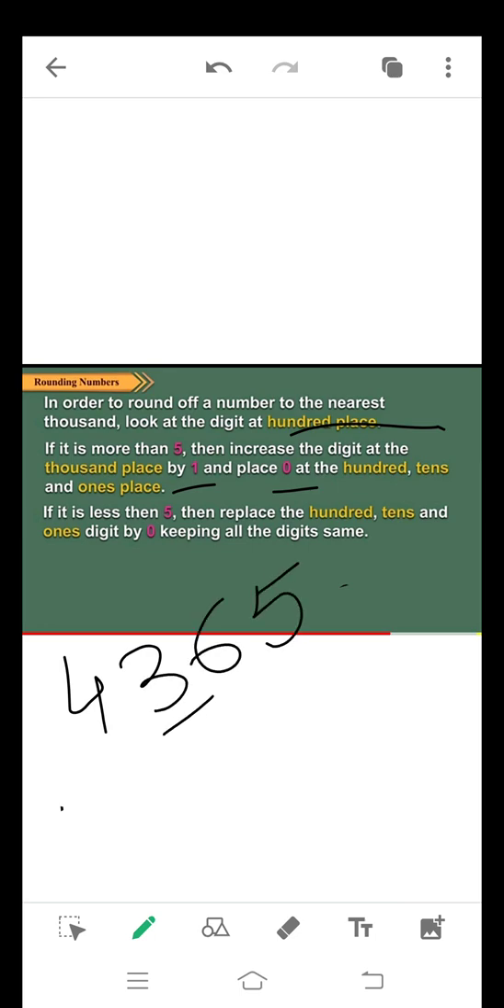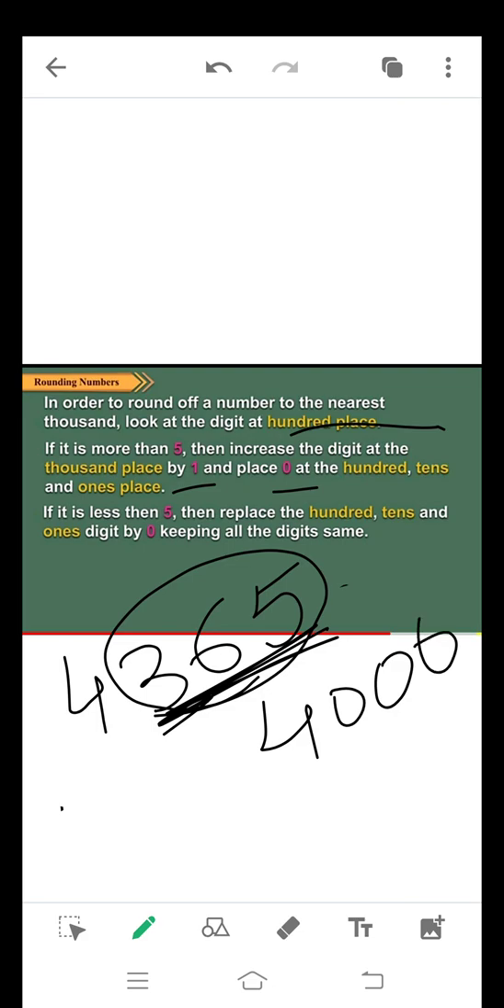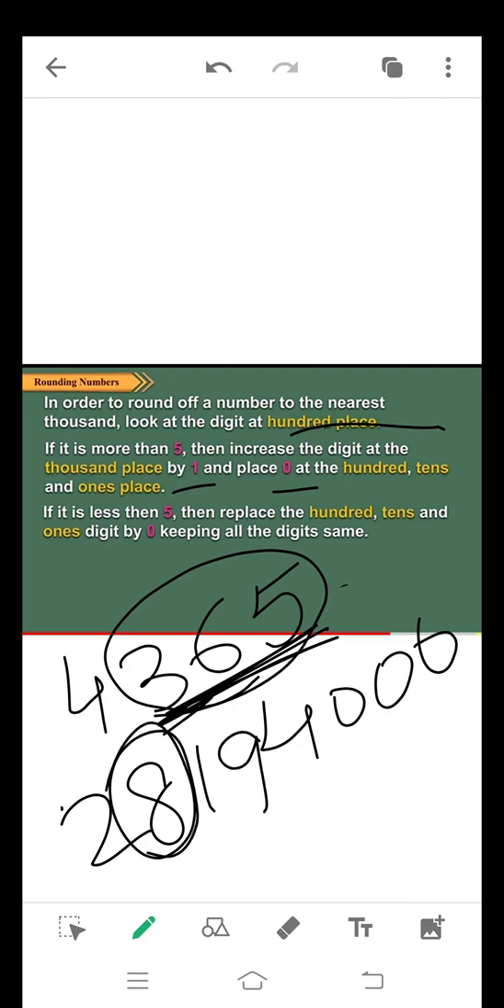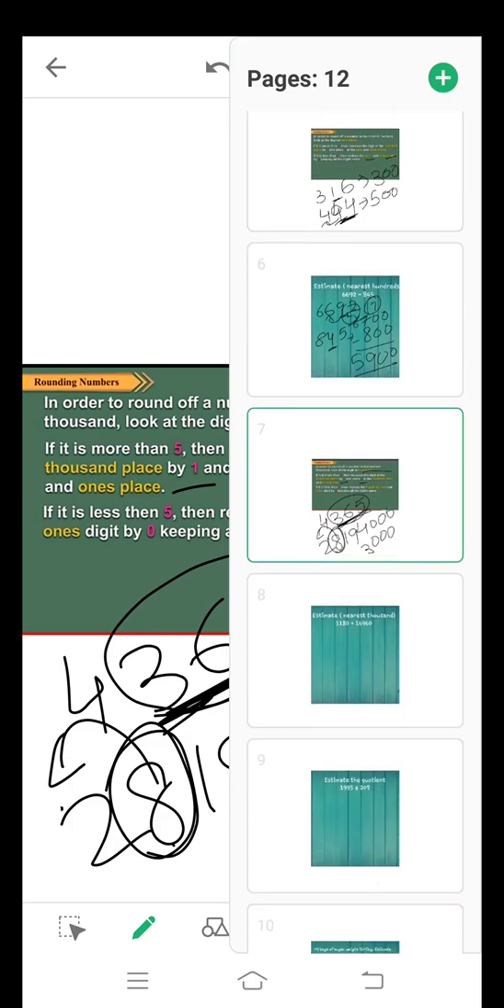4365. Here 3 is in the 100 place and it is less than 5. So we will replace all 3 digits by 0. It is 4000. Now see one more example, 2819. Here 8 is in the 100 place and it is greater than 5, so we will add 1 to the 1000 place. So it is 3000. Clear? Now see example.